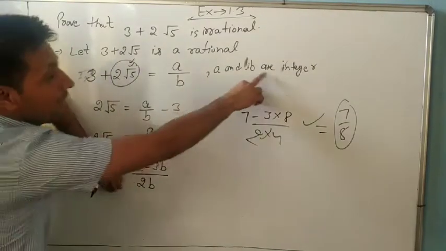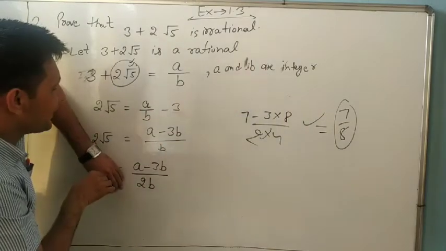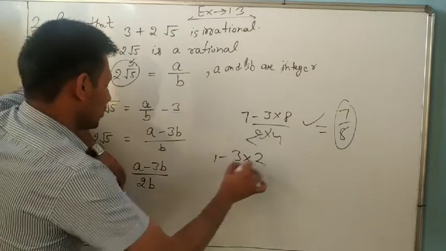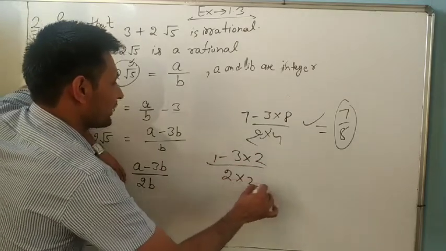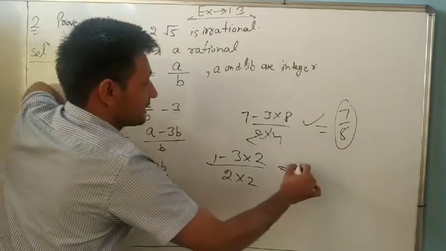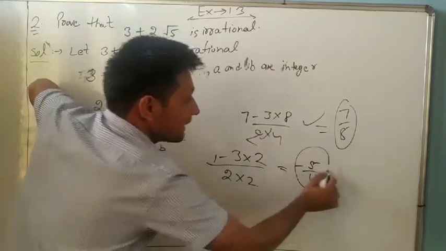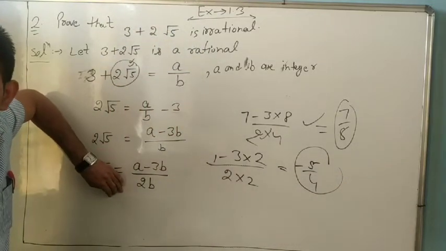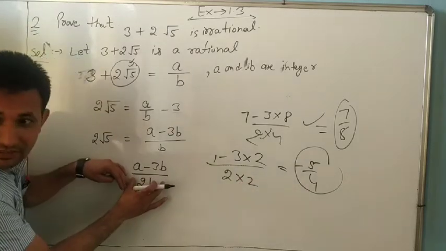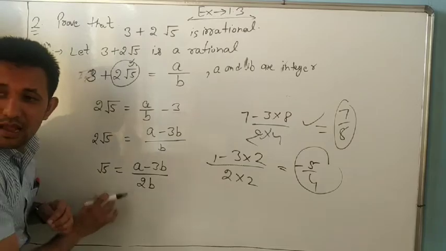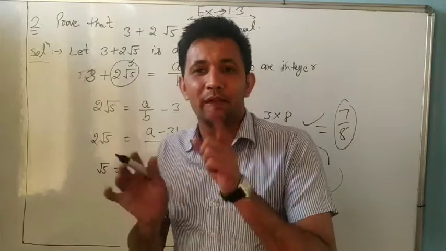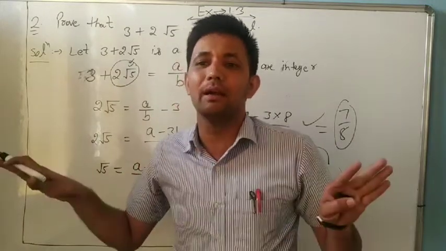But A and B are given as integers, any integers. Suppose in place of A is 1 and in place of B is 2, and 2 into 2. What does it become? 1 minus 3 into 2, 6: 1 minus 6, minus 5, divided by 4. Is it rational or irrational? Irrational. Sorry, it is rational. It means this number is rational and that one is irrational. Is it possible for irrational to equal rational? No, because if a number is irrational, it never becomes rational.